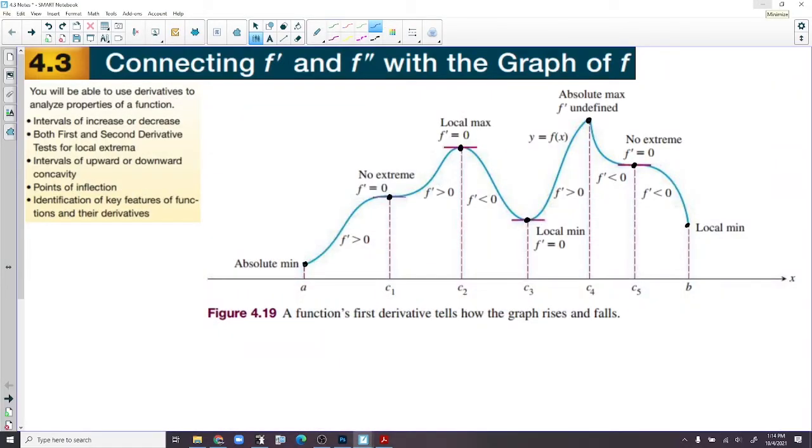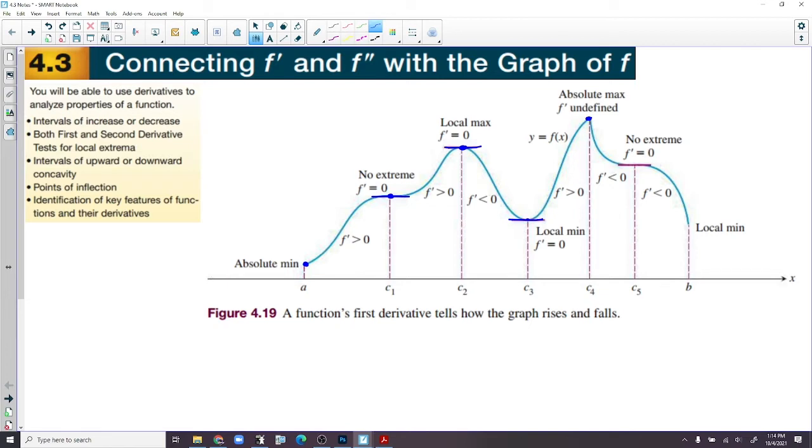This is section 4.3, and we start out with this chart. We have an absolute minimum. There's no extrema here, even though the first derivative is 0. Here we have a local maximum where the first derivative is 0. We can have a local minimum where the first derivative is 0.